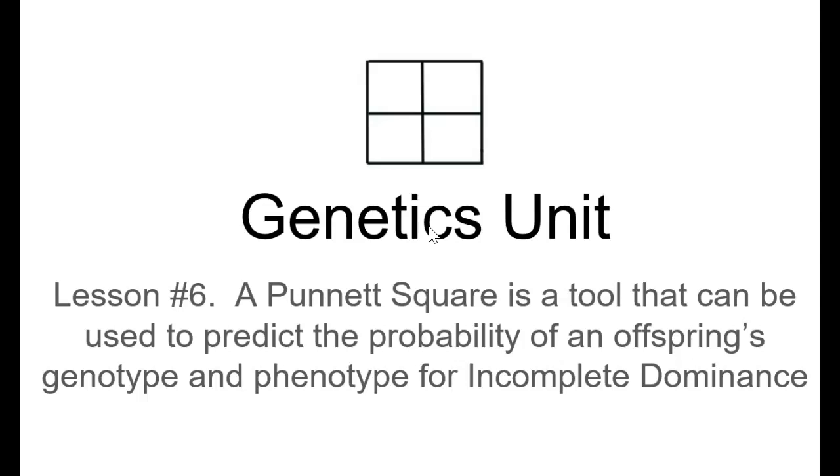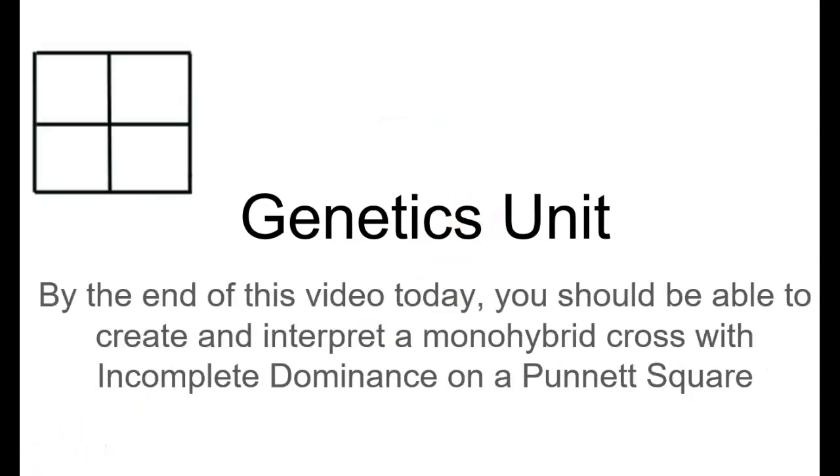Today we're going to talk about Punnett squares again, and I want you to remember that it's a tool that can help you to look at the possibility and the likelihood, the probability of some type of genotype, the expressed type of genes, and the phenotype, the physical appearance of that organism. What's new? What's different? This time we're going to look at incomplete dominance.